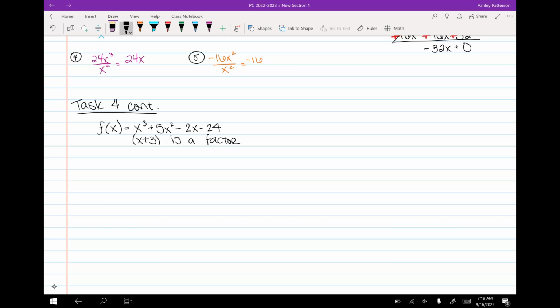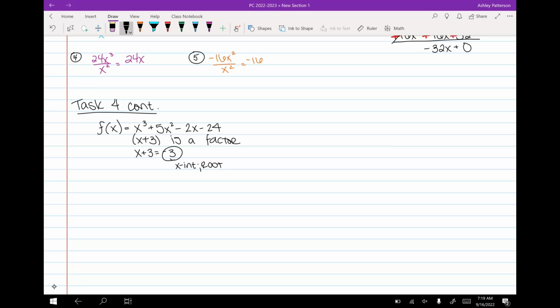Okay, x plus 3 is a factor. Well, think about if we were to graph this, right? X plus 3 is a factor, which means that it is an x-intercept, but where is the x-intercept? We would solve it. So x plus 3 equals 0, x equals negative 3. Negative 3 is an x-intercept. It's a root. It's a zero.